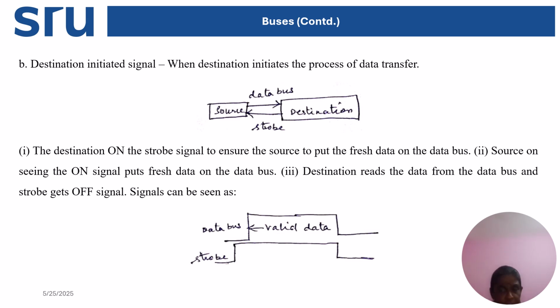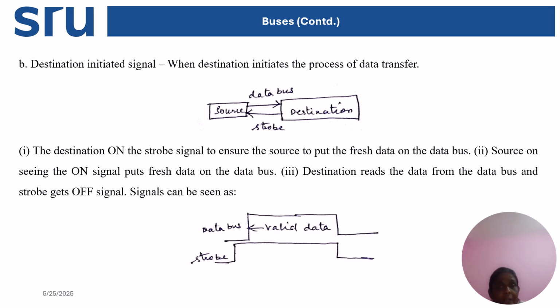So the data flows from the source to the destination, there is no change in it. But who initiates? Who wants? Voluntarily the source gives, which means the source has to give the strobe signal. If the destination wants this data from the source, the destination has to initiate the strobe signal. That is what is shown in the diagram.